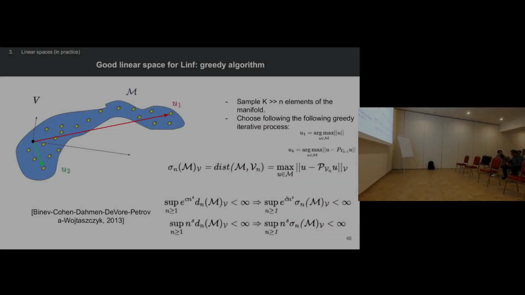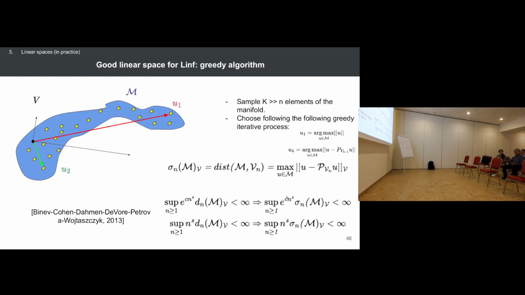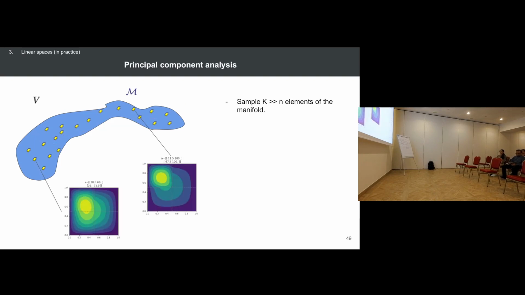Okay, just a fast recap. We are trying to approximate this manifold with a linear space, and we have different algorithms to do it in practice, with some guarantees or not that they may be as optimal as the optimal one. We have just seen the greedy algorithm, which tries to be as good as possible in the worst case scenario, and the last algorithm is principal component analysis.